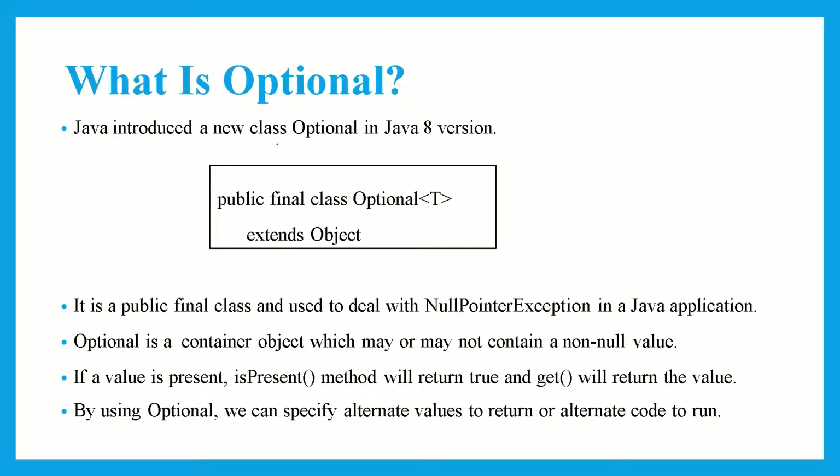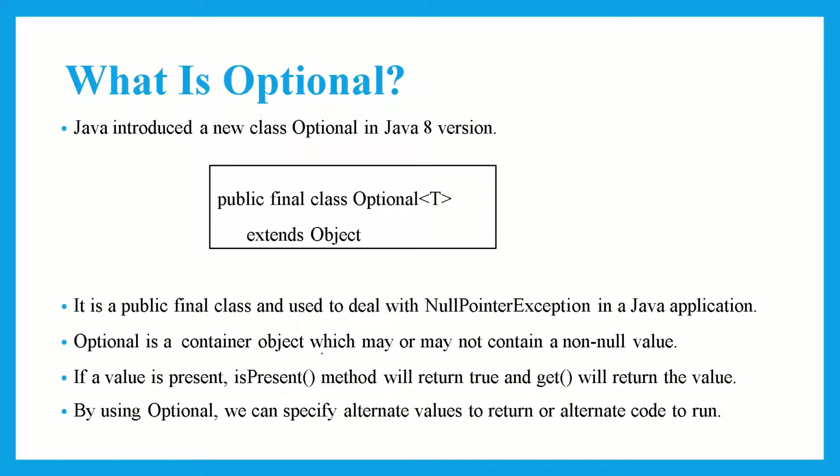Java introduced a new class called Optional in Java 8. The class signature is like this: it's a public final class and it extends the Object class. Why was this class introduced? It is used to deal with NullPointerException in a Java application, to deal with any kind of NullPointerException which we think we could get. In those cases, we go for Optional.